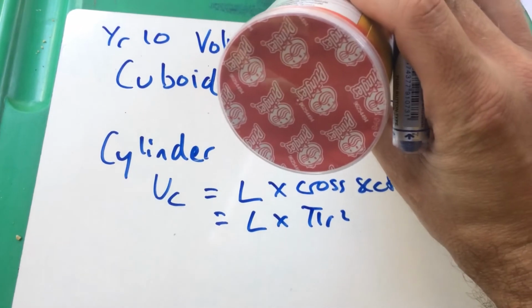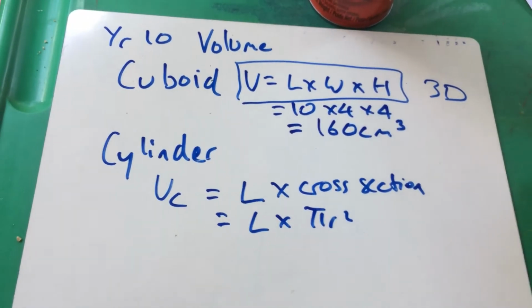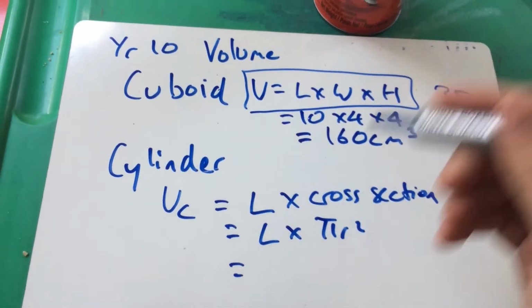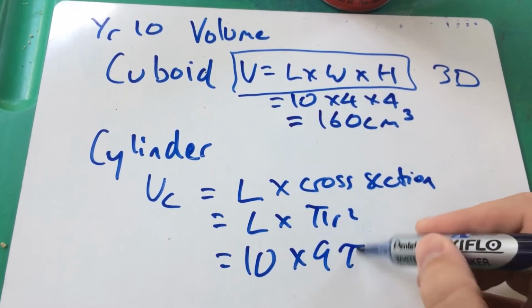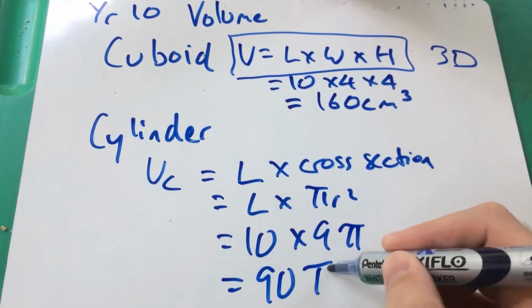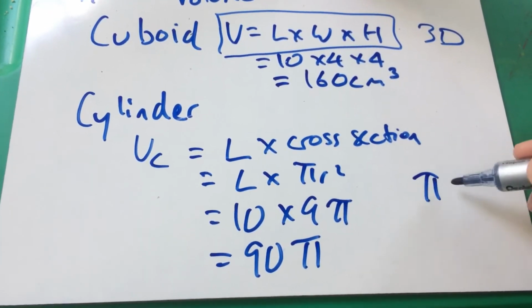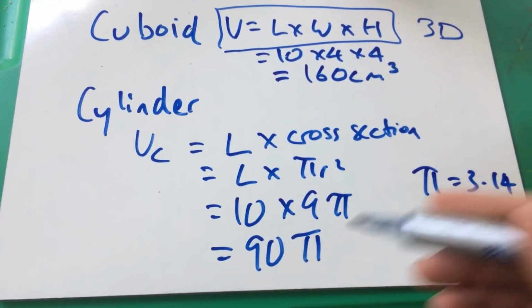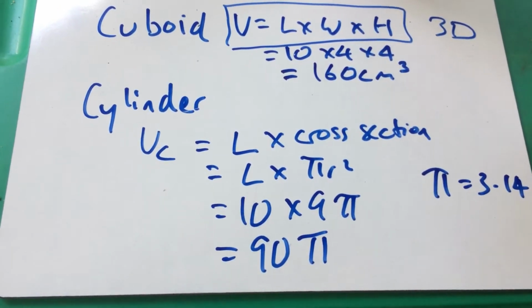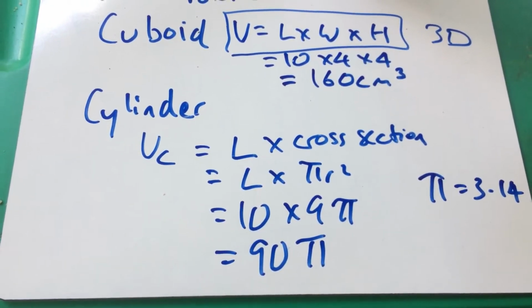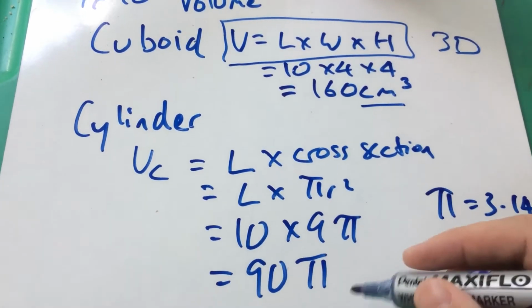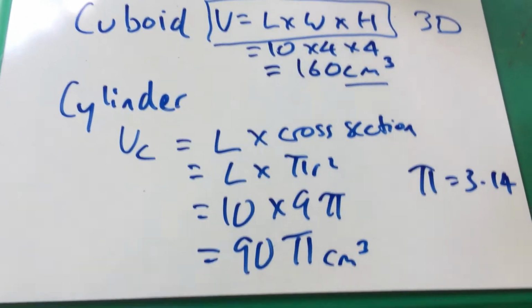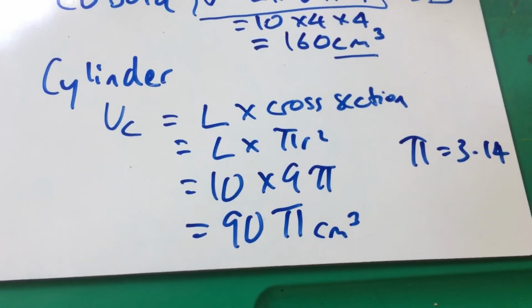Now let's say I measure that and the radius is 3 and the length, say, is 10 centimeters. Well, 3 squared would be 9. We'd get 90 pi, and say pi is 3.14, but we should be able to use a calculator for that question there. Okay, so these units for volume we're measuring in centimeters cubed or other, say, millimeters cubed.